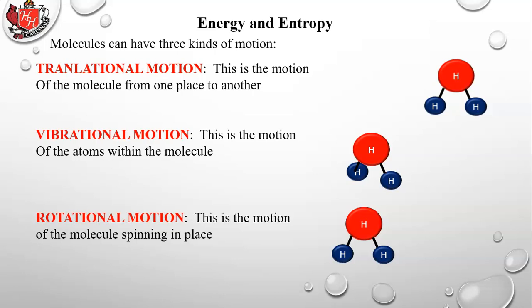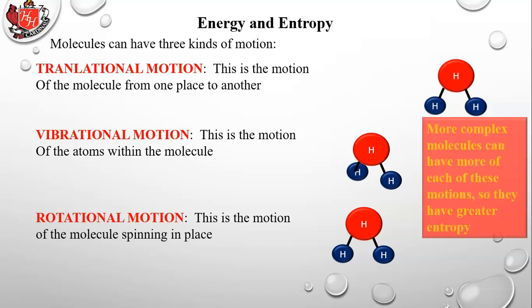Only the first one is actually moving from one place to the other. In the last two, they're staying in the same place, but they still can have a motion, and the more motion they have, the more disorderly they are, the greater the entropy. So more complex molecules can have more of each of these motions, so they have greater entropy.